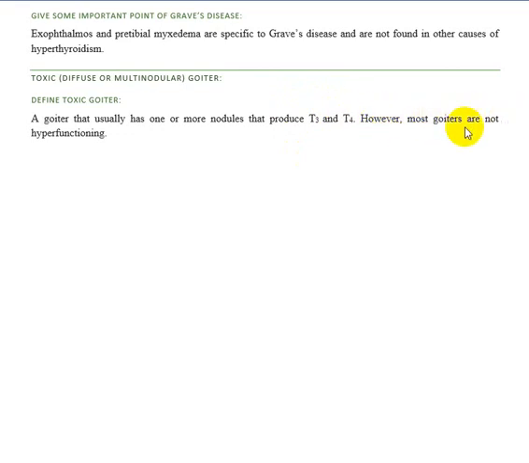However, most goiters are not hyperfunctioning. So in normal cases, goiters are even euthyroid. Most goiters are even euthyroid. So this particular goiter is toxic. That's why the name is toxic goiter, because it is toxic for the body, as it produces excess thyroid hormones. In this case, you have one or more nodules producing thyroid hormone excessively.